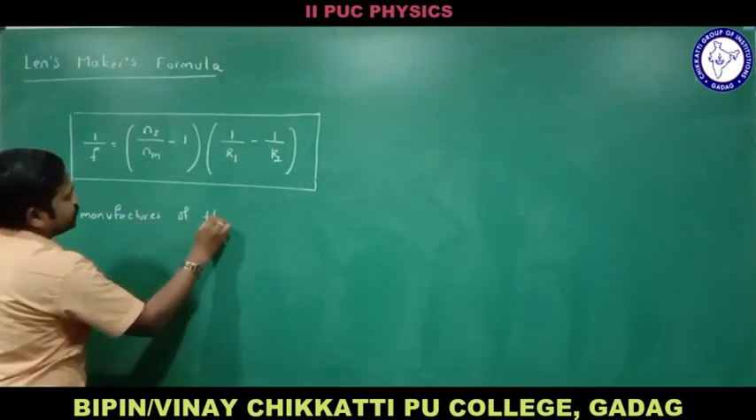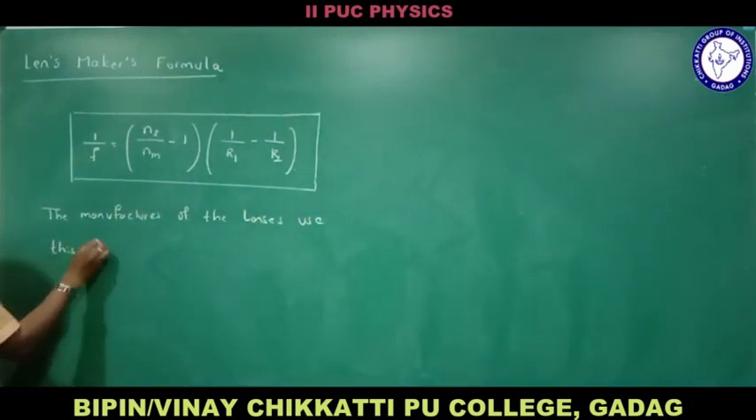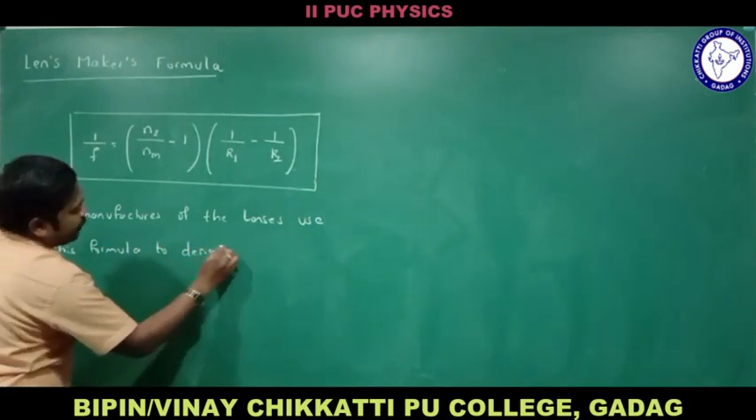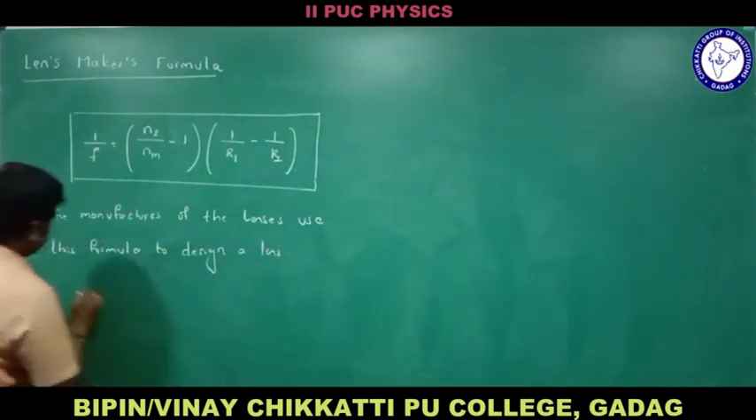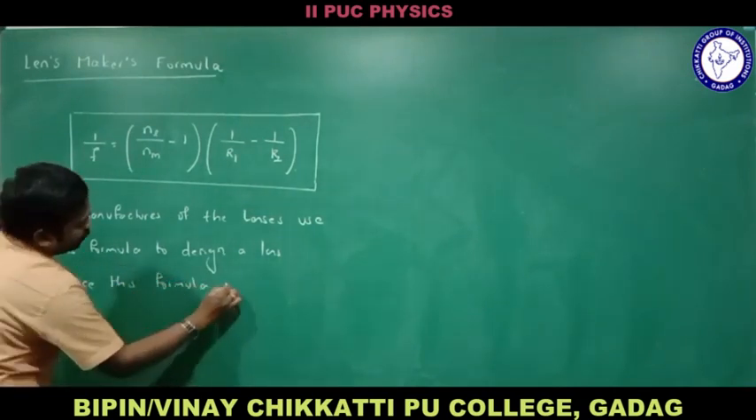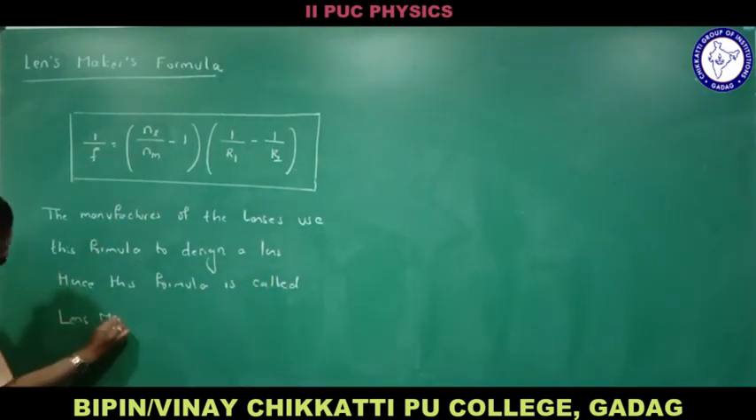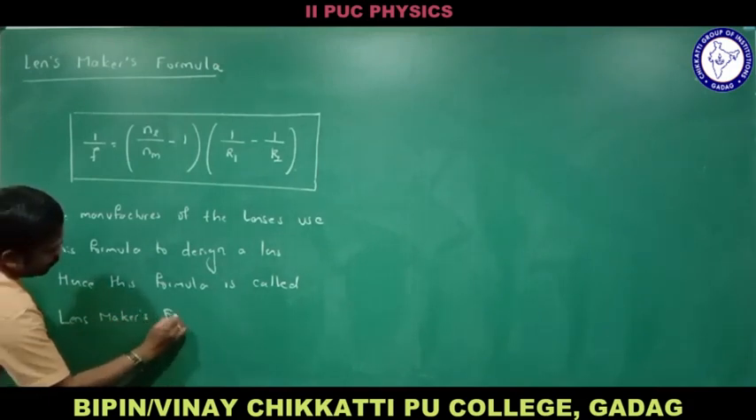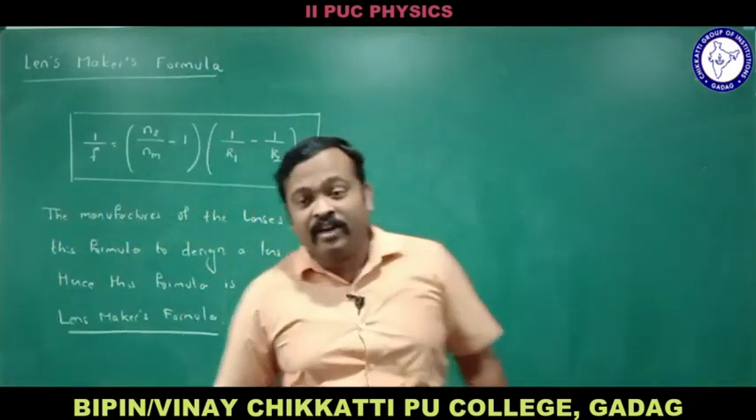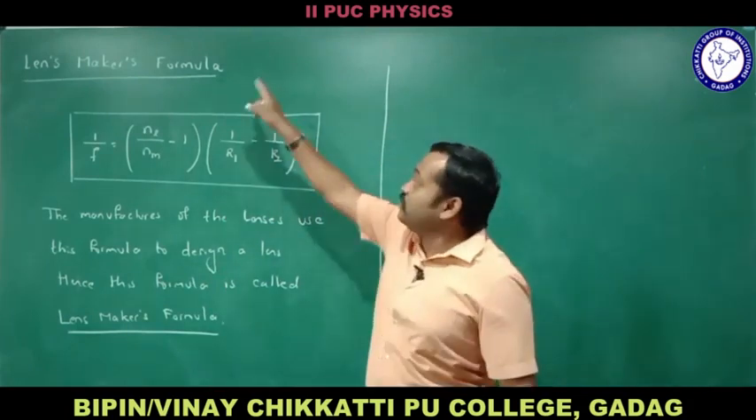The manufacturers of the lenses use this formula to design a lens. Hence, this formula is called lens maker's formula. By using this lens maker's formula, we can manufacture or design the lens. Hence the name lens maker's formula.